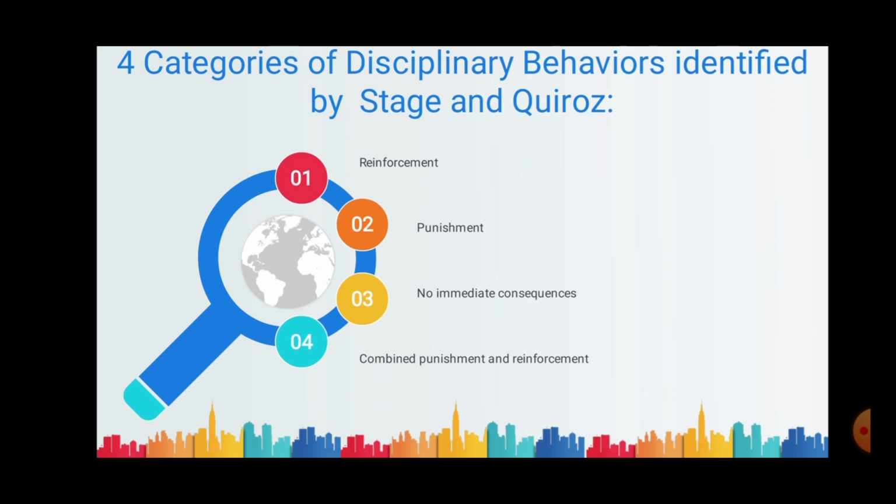Practices classified as punishment involve some type of negative consequences for inappropriate behavior. As the name implies, interventions that are classified as no immediate consequence do not involve immediate consequences for inappropriate behavior, but do involve some type of reminder when an inappropriate behavior appears. Finally, the category of combined punishment and reinforcement involves recognition or reward for appropriate behavior in conjunction with consequences for inappropriate behavior.